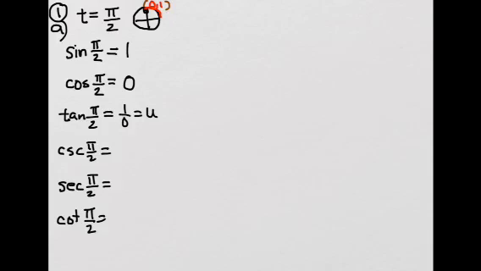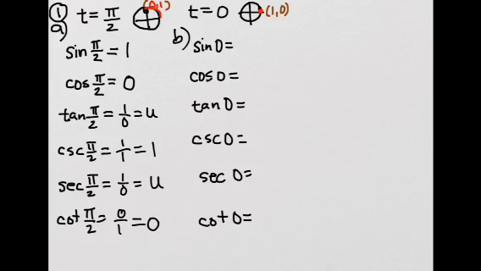Cosecant is 1 over y. So it's going to be 1 over 1, which is 1. For secant, it's 1 over x, take it back, so it's going to be 1 over x, so that's going to be undefined. And then cotangent is x over y, so that's going to be 0 over 1, that's going to give you 0.